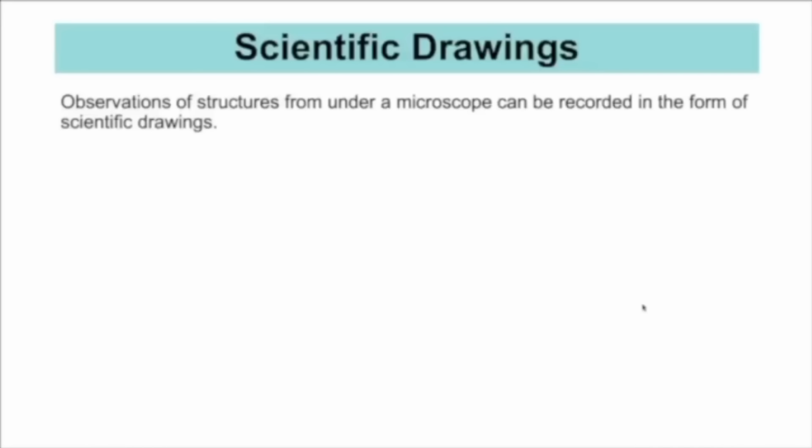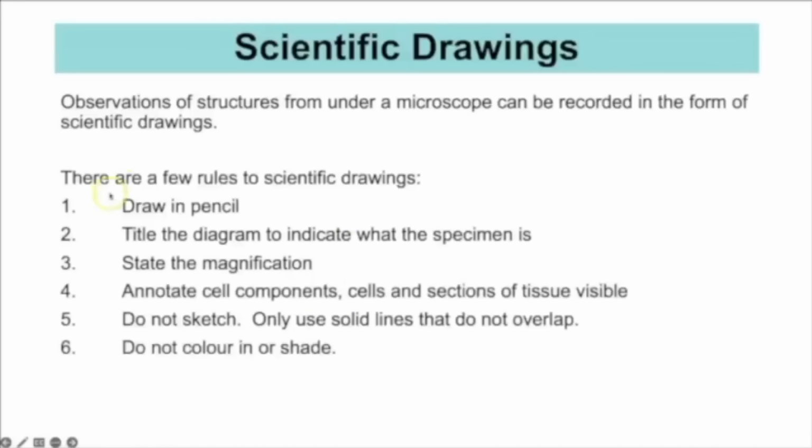They have a complete set of rules, and it includes when you are looking at your specimen under the microscope, you would then try and draw it using, first of all, a pencil, a really sharp pencil so you can be accurate. You have to include a title of what you've drawn. You have to state the magnification, or you could include a scale.